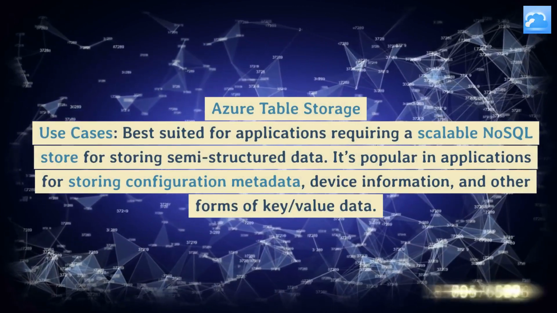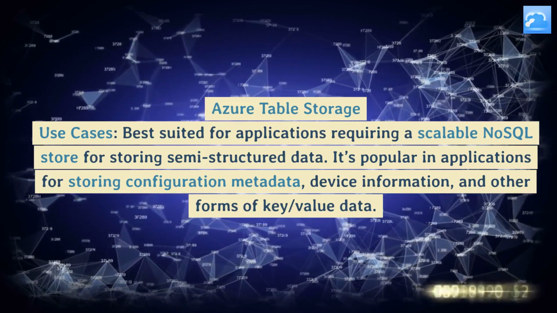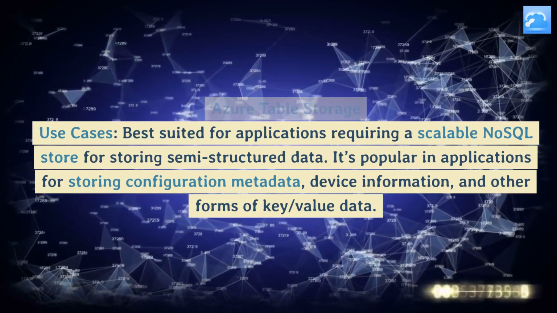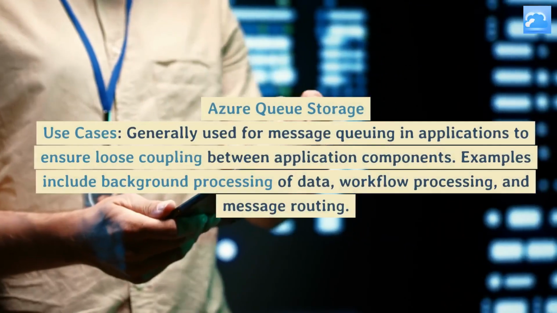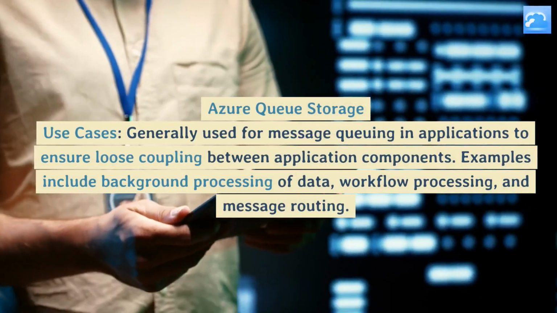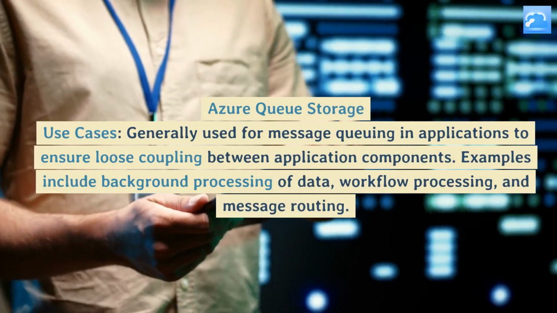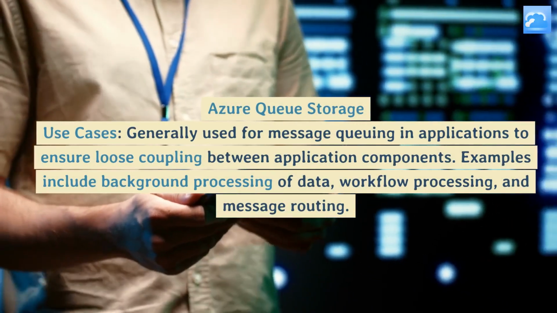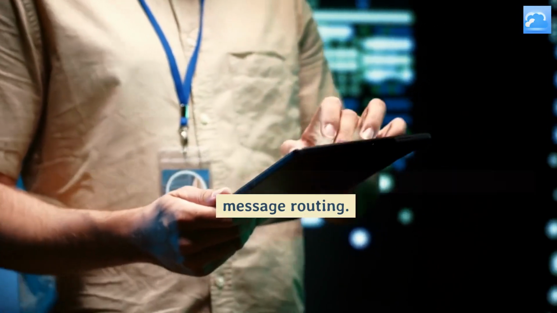It's popular in applications for storing configuration metadata, device information, and other forms of key/value data. Azure Queue Storage use cases: generally used for message queuing in applications to ensure loose coupling between application components. Examples include background processing of data, workflow processing, and message routing.